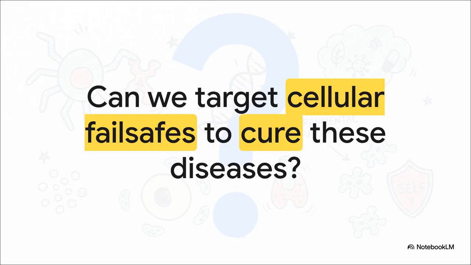If we can map the exact genetic and cellular failsafes that cause these system failures, can we learn to proactively target them? Could the future of immunology move beyond just treating symptoms and actually repair the failsafes to cure autoimmune diseases? It's an incredible frontier of medicine, and the deeper we look into our own cells, the closer we get to the answer.